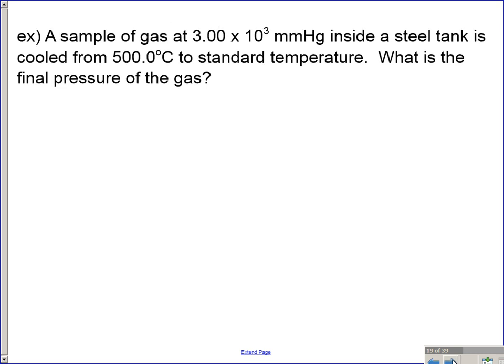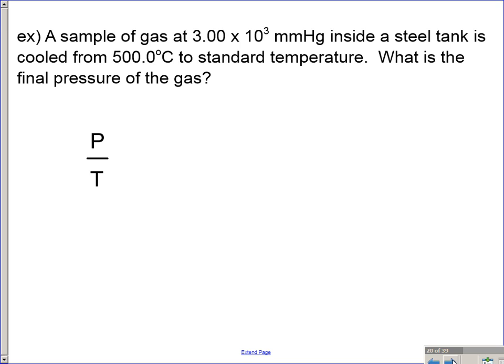So looking at the first one, it says a sample of gas at 3.0 times 10 to the third millimeters of mercury inside of a steel tank is cooled from 500 degrees Celsius to standard temperature. What is the final pressure of the gas? So here it only gives us pressures and temperatures, so we're going to have P over T.